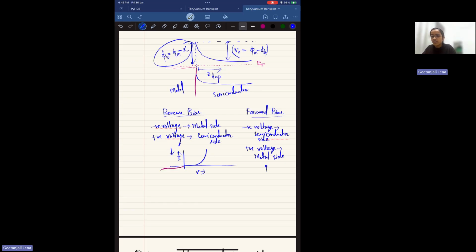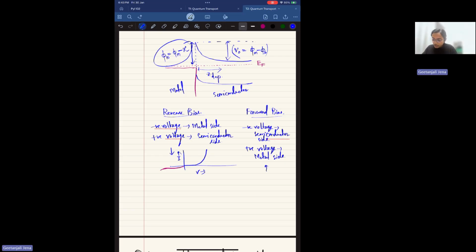So for this case, when the work function of metal is greater than the work function of the semiconductor, we see a rectifying effect. By rectifying, we mean that there will be only unidirectional flow of current. So there is no bidirectional current flow. Only in one direction the electron is allowed to flow. So that is why we say it's acting like a rectifier.